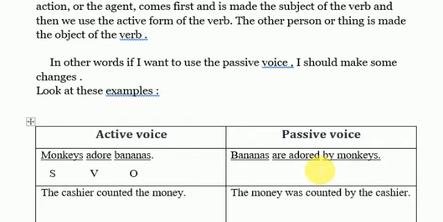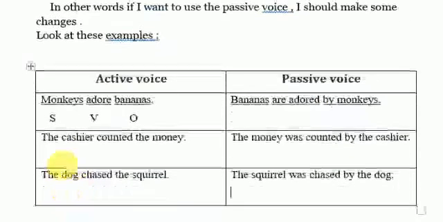The past participle form. Good. The same for the other examples. As you can see, the cashier counted the money. As simple as such. The passive voice should be: The money was counted by the cashier. Again, my attention is on the money. The money was counted by the cashier, simply.